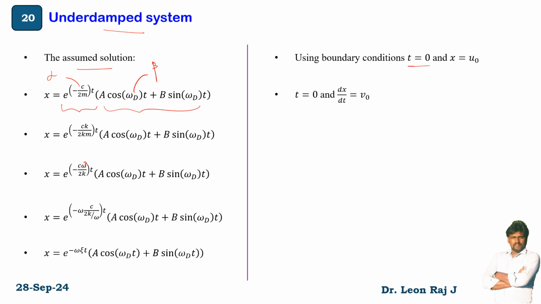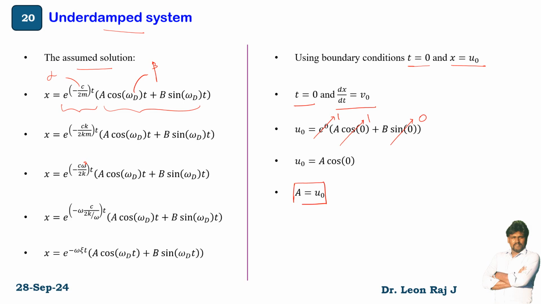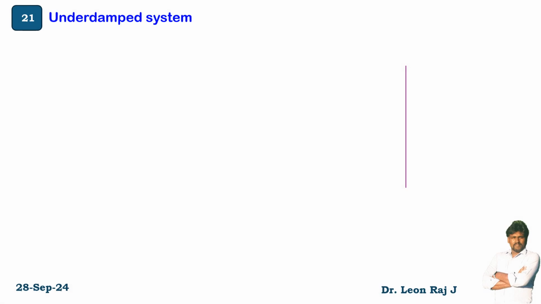Here the boundary conditions are the same. When time t equals 0, response x equals u0. When time t equals 0, your velocity equals v0. Just substitute: e power 0 equals 1, cos 0 is 1, so u0 equals a cos 0, so a equals u0. Next constant, b, we have to find.